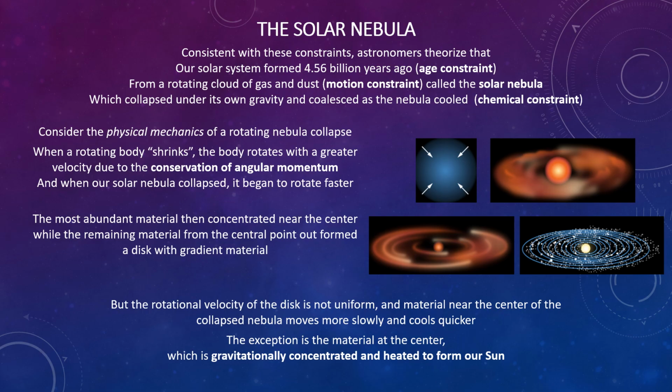The most abundant material then concentrated near the center, while the remaining material from the central point formed a disk with a little bit of a gradient to it. But the rotational velocity of the disk was not uniform, and material near the center collapsed. Near the center of the collapsed nebula moves more slowly and cooled quicker. The exception is that the material at the exact center, which is gravitationally concentrated and was very hot, and that was heated and dense enough to form our sun.